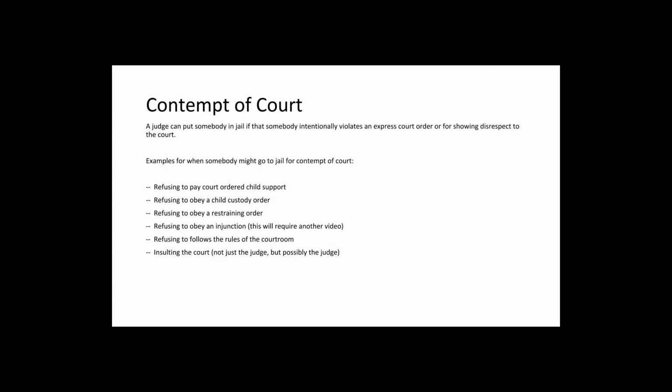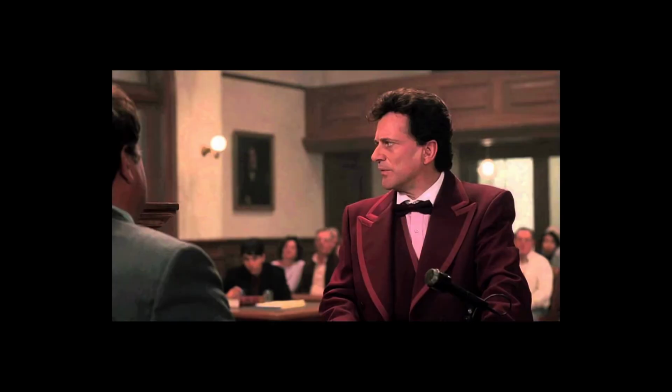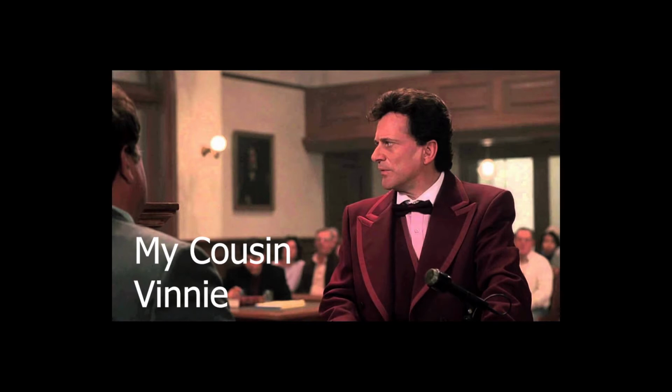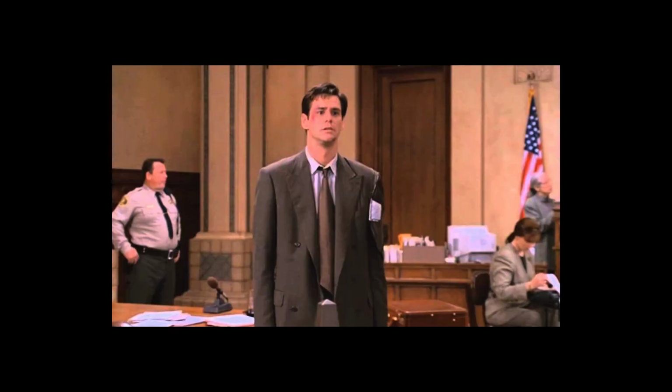Let's start with refusal to follow the rules of the courtroom and refusal to show the court respect because it's one of the most entertaining. There have been a few movies and TV shows showing lawyers being sent to jail for misbehaving in a courtroom. One movie was My Cousin Vinny. Another was Liar, Liar.